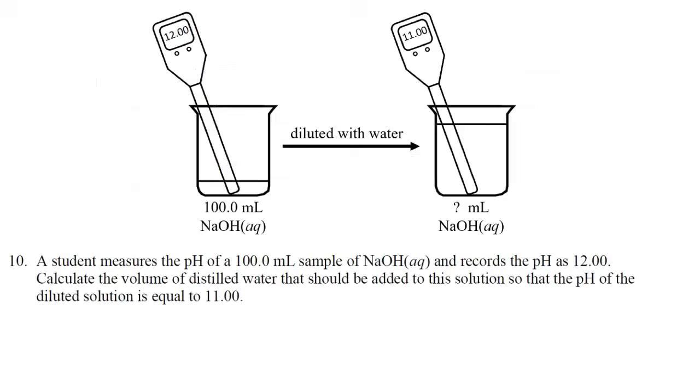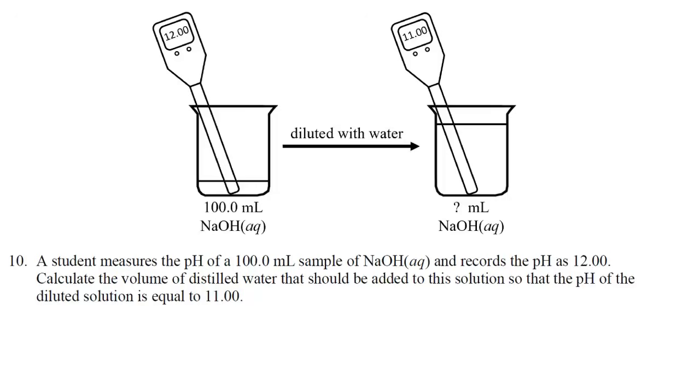Now let's take a look at question 10 in the packet. Question 10 says, a student measures the pH of a 100.0 milliliter sample of aqueous sodium hydroxide and records the pH as 12.00. So you can see in the diagram that there is a beaker on the left that has a volume of 100.0 milliliters of aqueous sodium hydroxide, and the pH of that solution is equal to 12.00.